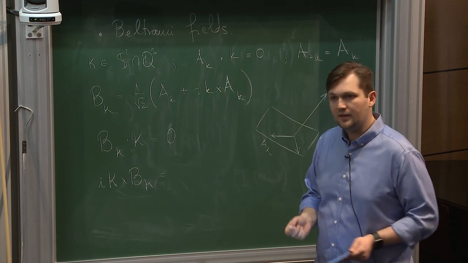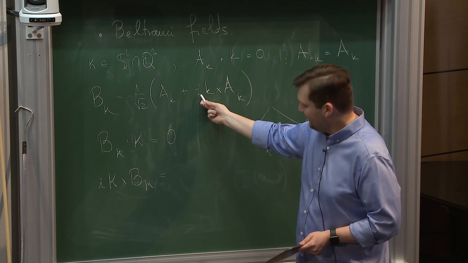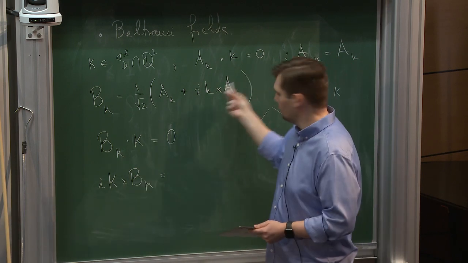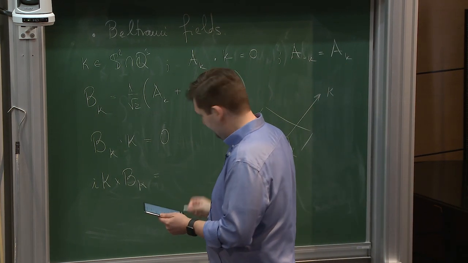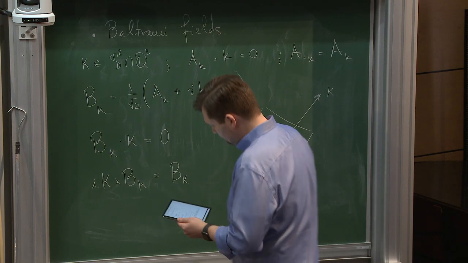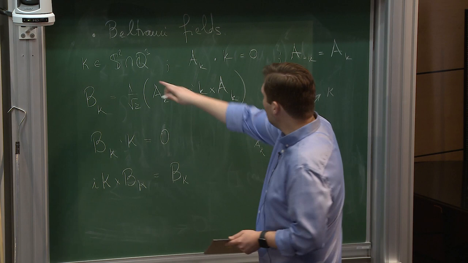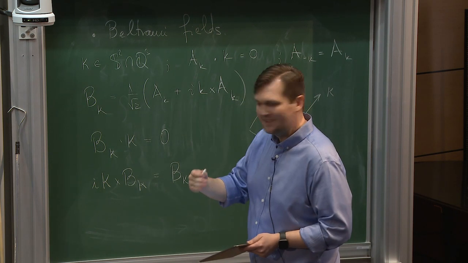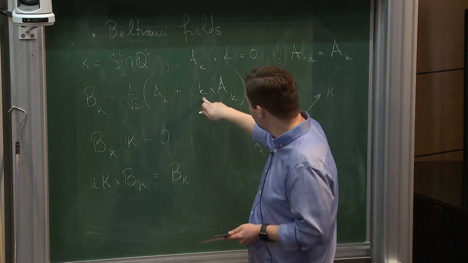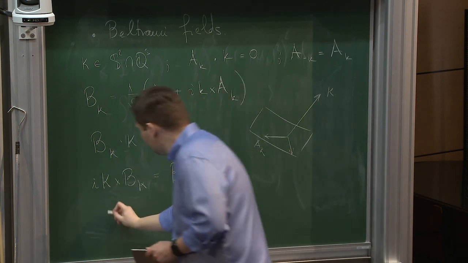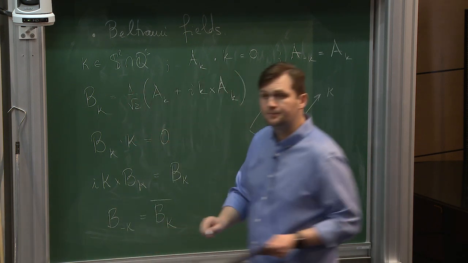That's why we've done this complex beauty. The minus i times i will become a minus i, but k cross with that will give you back minus a_k. So it turns out that this is exactly b_k. And lastly, when you conjugate, when you go to minus k, a_{-k} is the same as this, this is the same as that, but when you go to minus k, this becomes a minus. So b_{-k} is b_k conjugate.